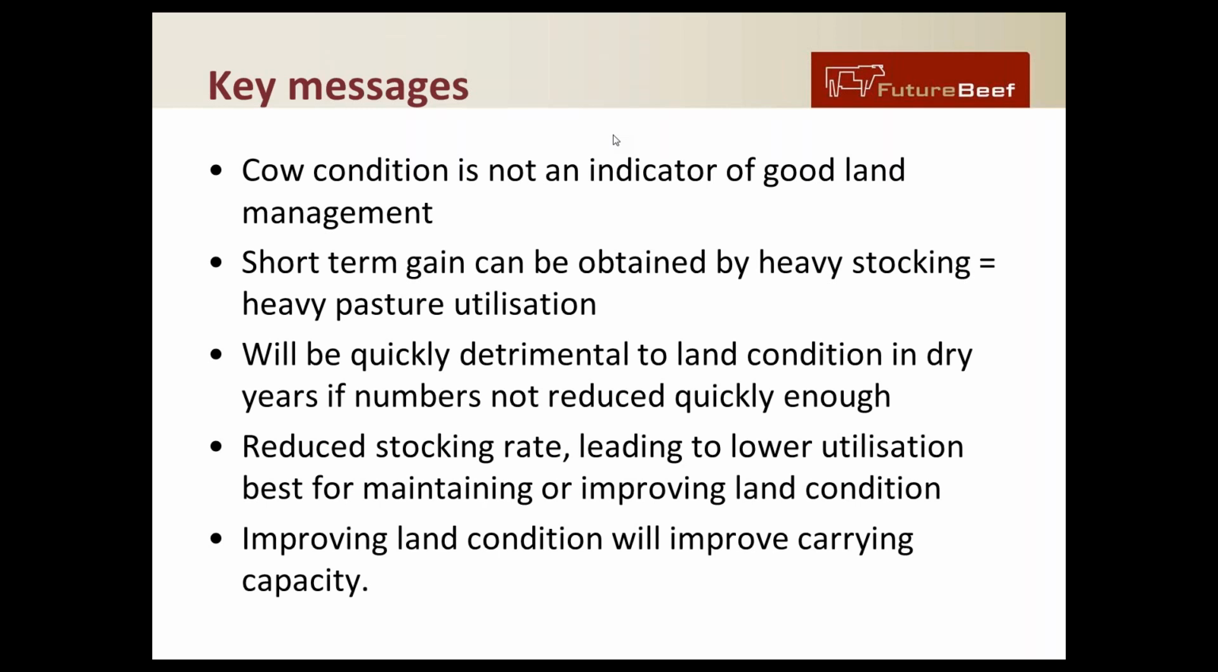Also, using a moderate stocking rate, something closer to the long-term carrying capacity, so that means using a 20% utilisation rate of 3P species, is best for maintaining or improving land condition, which we all know is much cheaper than buying more country.